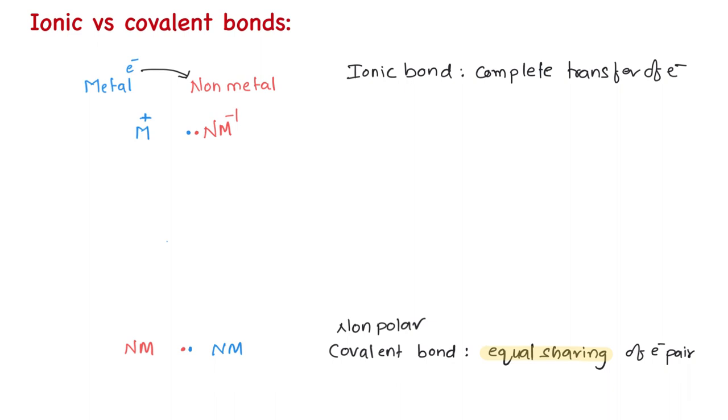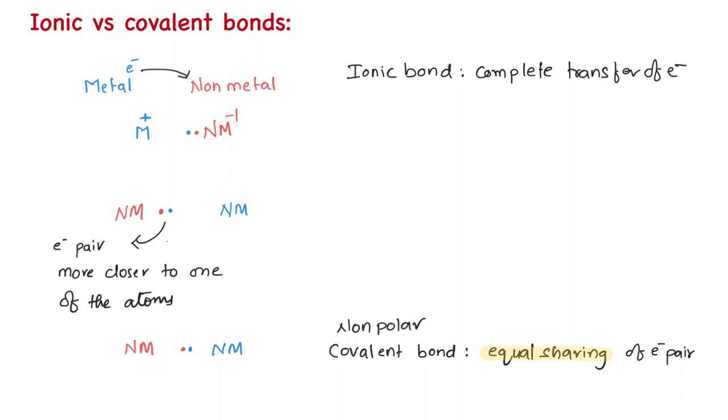These two scenarios are theoretical extremes. In reality, no bond is either completely ionic or completely covalent. In reality, for most molecules, the electron pair between the bonded atoms is not exactly in the middle, but is closer to one of the atoms than the other. Since the electron pair is closer to one of the atoms, the atom that is closer to the electron pair acquires a small amount of negative charge. That is a partial negative charge.